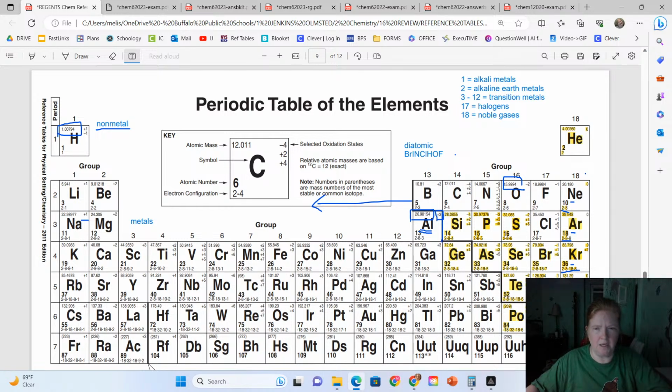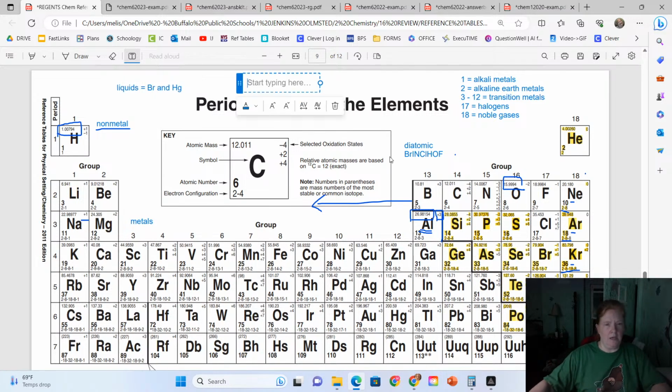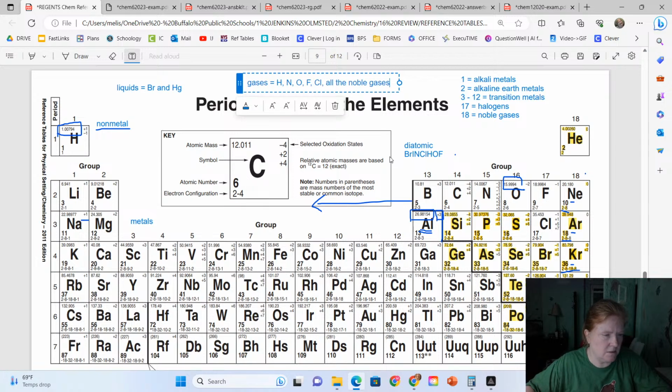And then the liquids on the periodic table, bromine and mercury, one metal, one non-metal. Bromine is the non-metal, mercury is the metal. And the gases are going to sound very familiar to the Brinclhof. So it's hydrogen, nitrogen, oxygen, fluorine, chlorine, and then all the noble gases. Those are the gases.